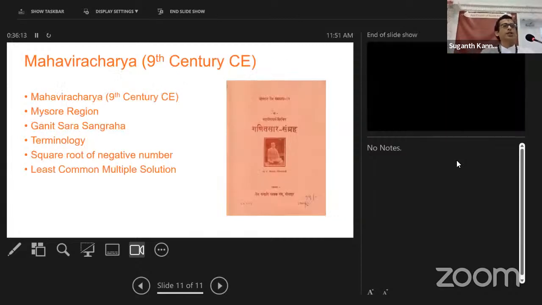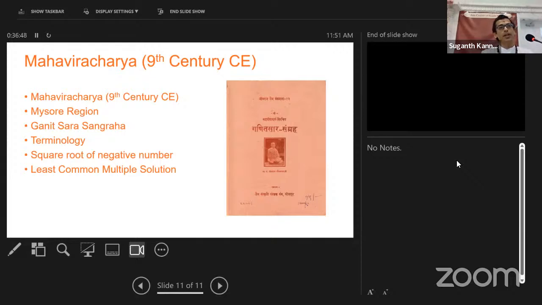And also in the 9th century CE, there was a Jain mathematician by the name of Mahaviracharya. He lived in the Mysore region of Karnataka. He wrote a book called the Ganitsara Sangraha. And you know how previously I talked about how in ancient India, they didn't really catalog and talk about terminology. Well, he is very unique. Before, mathematics was a little bit unorganized, but he developed terminology and a systematic way of mathematic education that was propagated to other students of Jain mathematics.